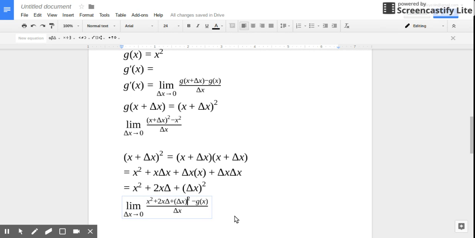Now, minus g of x. Now, what was g of x? Well, g of x was just our x squared. Right? G of x was equal to x squared. Okay. So as you can see now, by looking at this, we're going to be able to cancel some stuff out. We have an x squared minus an x squared. You see that? An x squared minus an x squared.